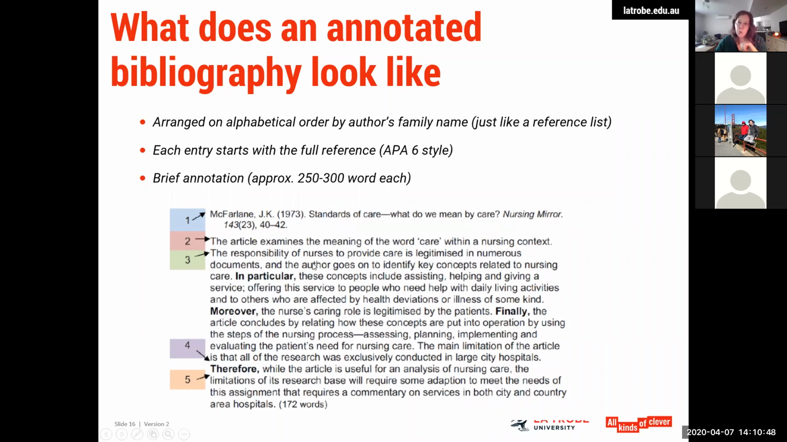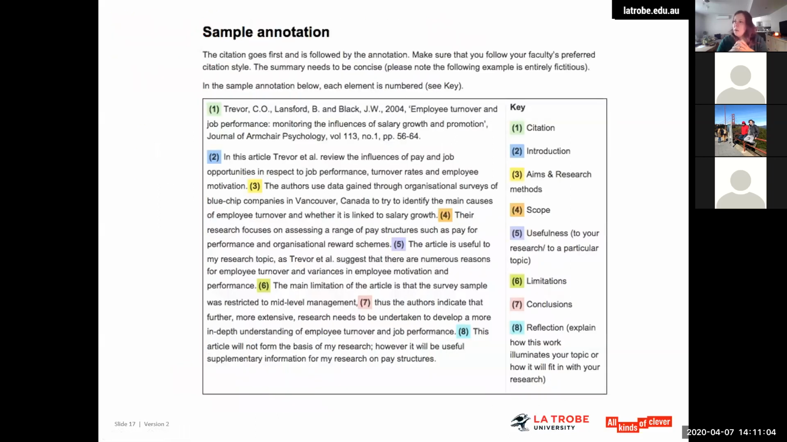And you're going to have 4 of these, one for each article that you pick. Okay. And we'll talk a little bit more about this bit here and what that should look like, what you need to include. But visually, this is what it looks like. This is just another example. Again, you can see here, we've got the full reference at the top and then the annotation underneath. Okay. And again, you can see it's a paragraph. 250, 300 words is a paragraph. This is not about writing extensive pages of text about these articles.